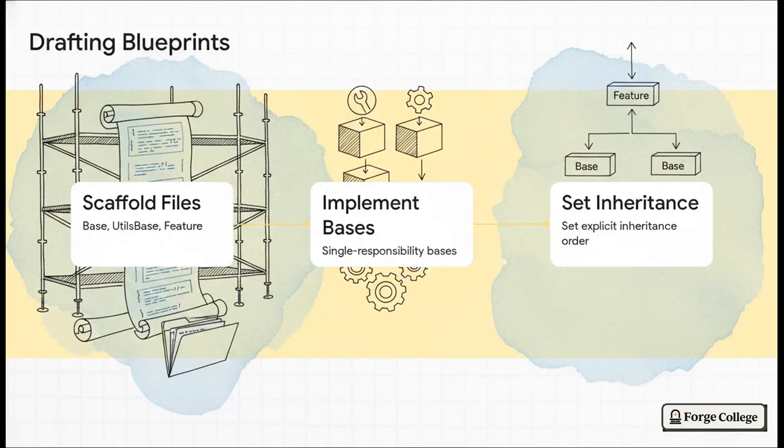Here is our step-by-step construction plan for our mini project. First up, we scaffold isolated files. We'll create separate Solidity files for base, utils base, and our derived feature contract. Keeping your workspace physically separated into files enforces mental separation. And trust me, it keeps your future self from crying when you're trying to debug later. Second, we implement our single responsibility bases. And third, we set our explicit inheritance order so the compiler knows exactly how to build the hierarchy.